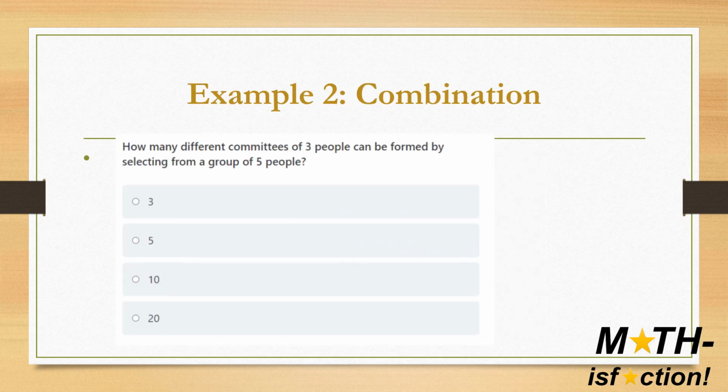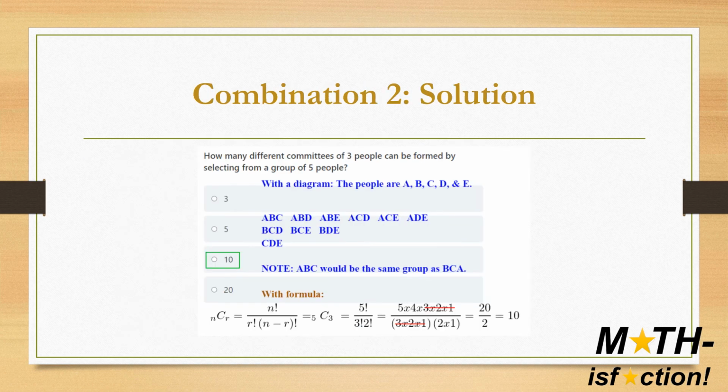And the second example for combinations. How many different committees of 3 people can be formed by selecting from a group of 5 people? There is a formula for solving this. Do you know the formula? I have it at the bottom. Otherwise, you can make a diagram or a list of the possibilities. Note, for example, the group A, B, and C is actually the same as the group B, C, and A. It will be the same people involved. So do not repeat groups.